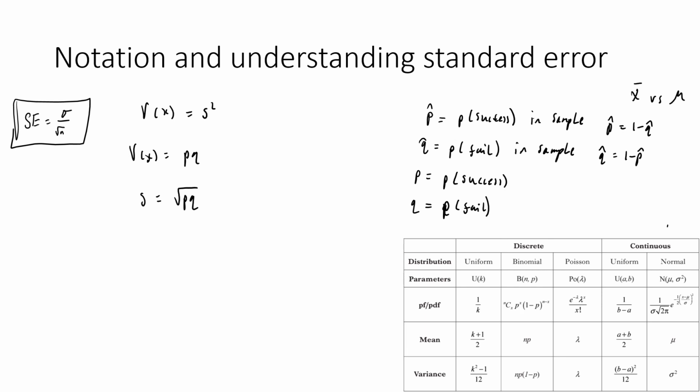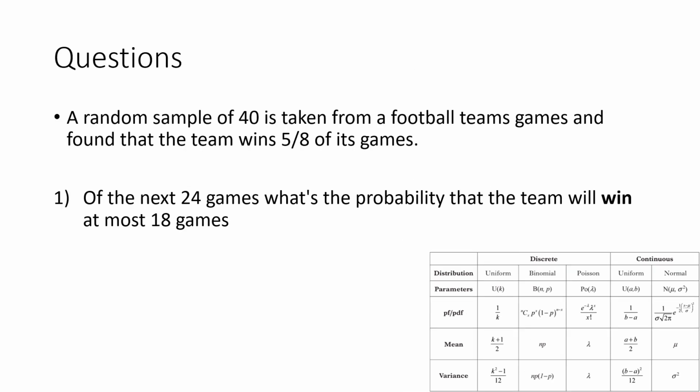Now we can replace sigma with s, and that would give us standard error is equal to root pq over root n, and then we can just simplify that and put everything in a square root. Root pq over n is our standard error when we're dealing with sample proportions, which follow a binomial distribution. Now let's try the following question.